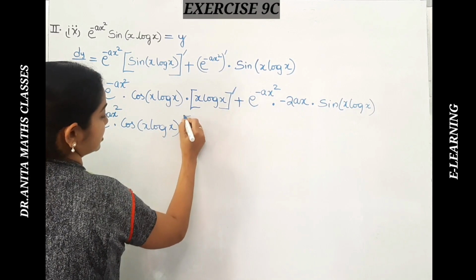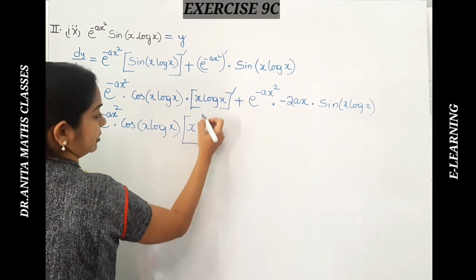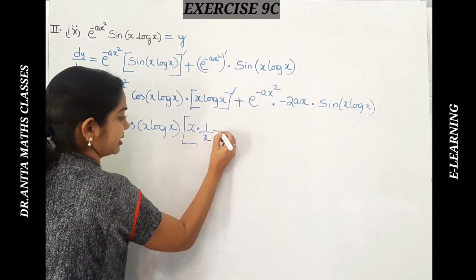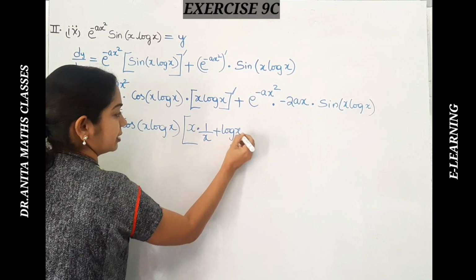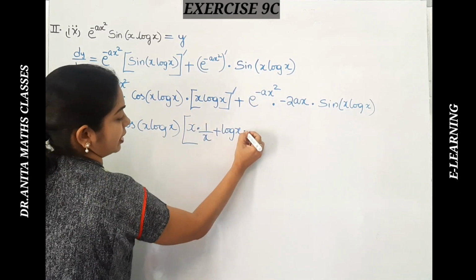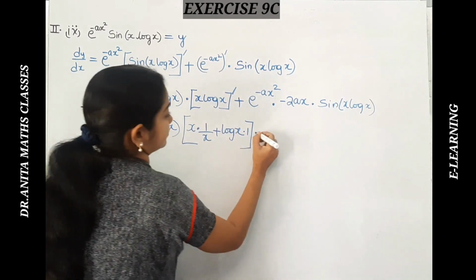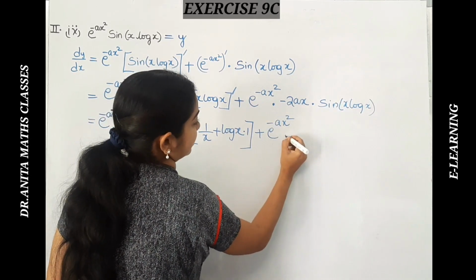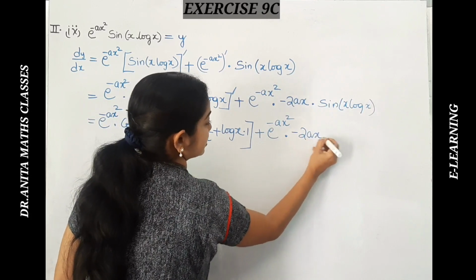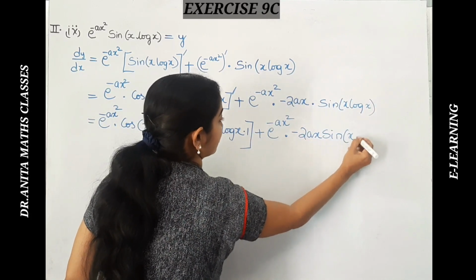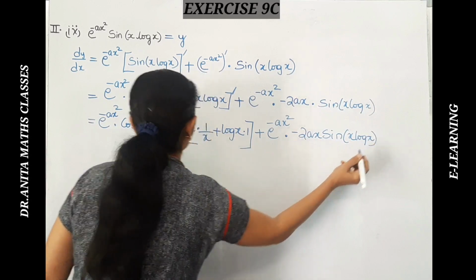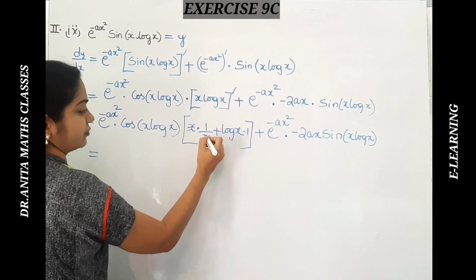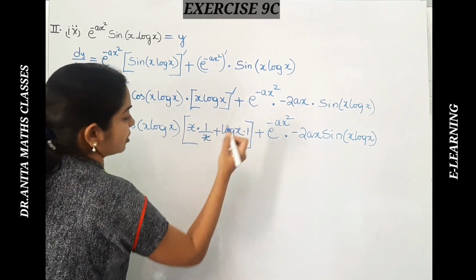Here the derivative of this is u, that is x, log x derivative is 1 by x, plus log x into the derivative of x, which is just 1, okay? So we have done the derivatives, all the derivatives multiplied by minus 2ax sine of x log x. So we will do the simplification part here. Here x and x go off and 1 plus log x remains.